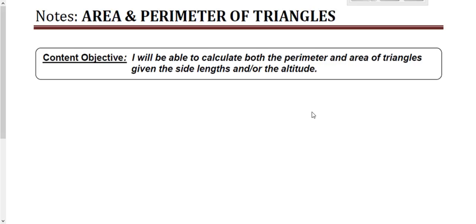Continuing on a unit of area and perimeter, we're going to do the area and perimeter of triangles. So the area again is the inside and perimeter the outside, around the outside. So you'll be able to calculate both perimeter and area of a triangle given the side lengths and/or the altitude.